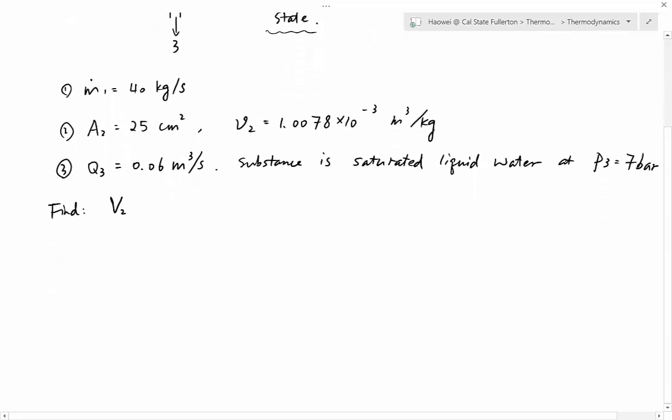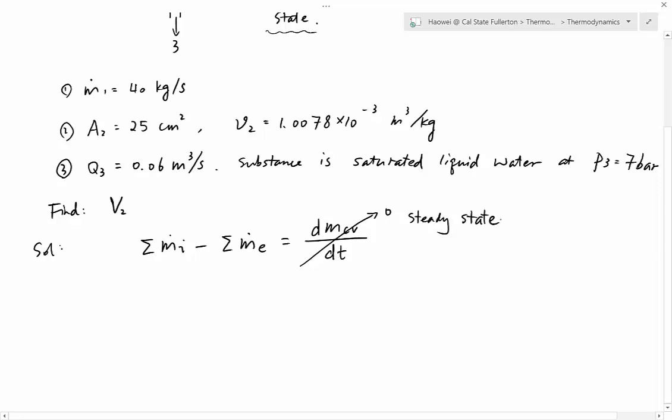Okay, so let's start from the conservation of mass equation. Sigma m dot I minus sigma m dot E. The right hand side is dmCV over dt. mCV is the mass of the control volume. So the right hand side must go to 0. Why? Because it is at steady state. No property changes over time, so the change over time must be 0.